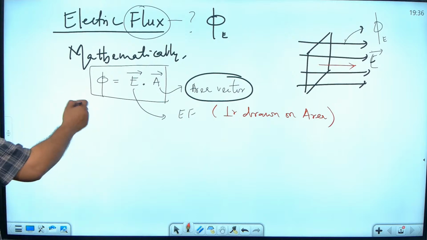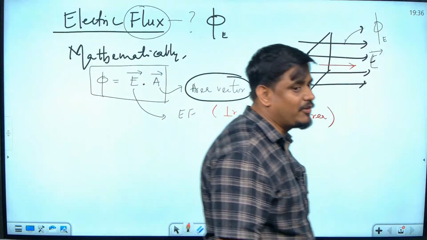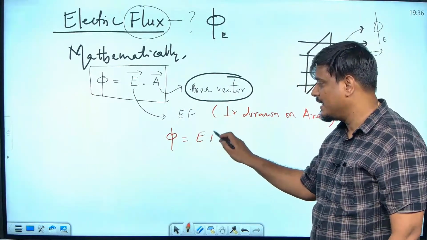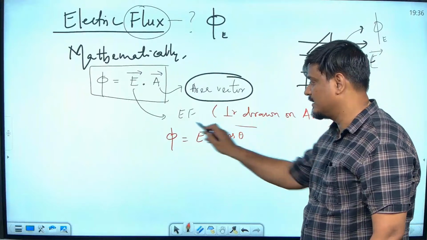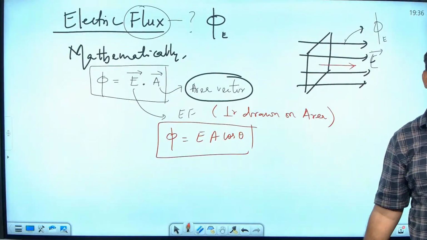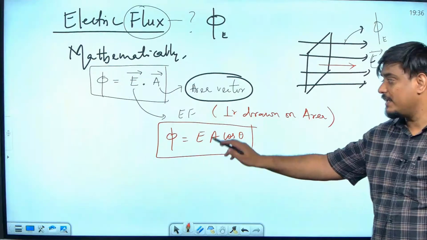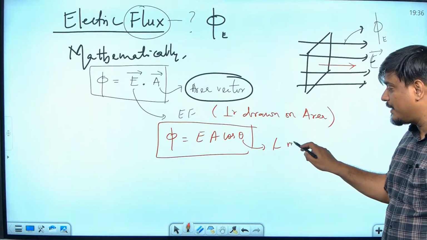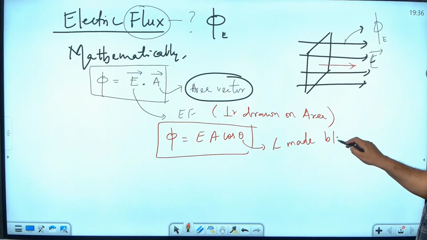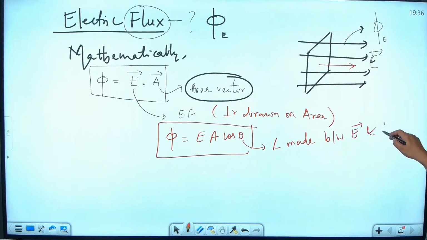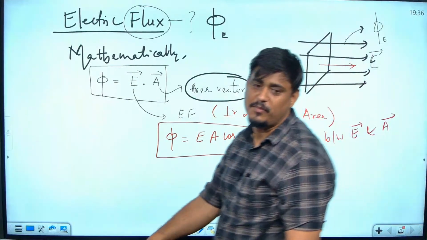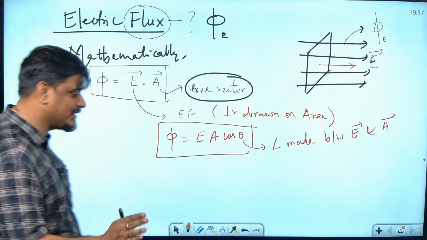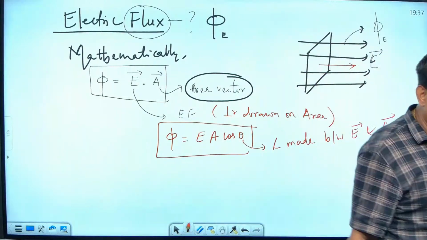So you know A vector dot B vector is equal to AB cos theta, isn't it? So here I will write phi is equal to mathematically E A cos theta. This is the magnitude of electric flux, E A cos theta, where E is the electric field, A is the area vector, theta is the angle made between what and what? Electric field and area vector. Got my point? Yes or no? Understanding? Very basic thing.